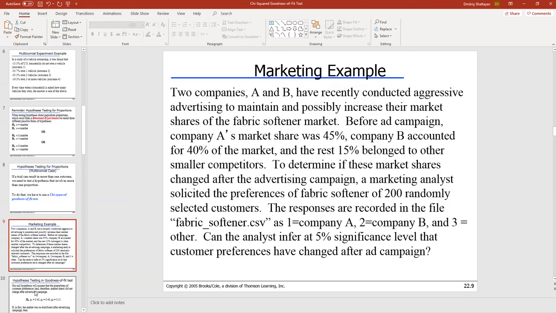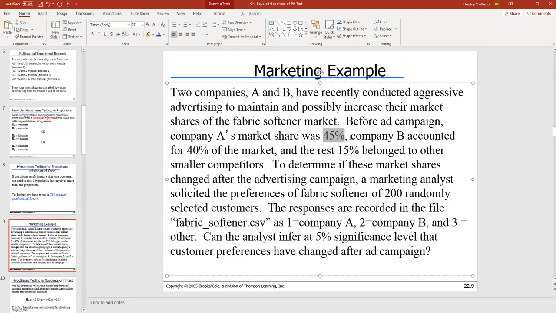All right, two companies, A and B. Each one of them is a manufacturer of fabric softener, okay? Something that you add to your laundry for it to become soft, I guess, right? A and B, major companies, recently conducted aggressive advertising to maintain and possibly increase their market share. So again, this is a marketing example, right? Before the campaign, according to the sales generated by retailers, Company A product was responsible for about 45% of the market share.